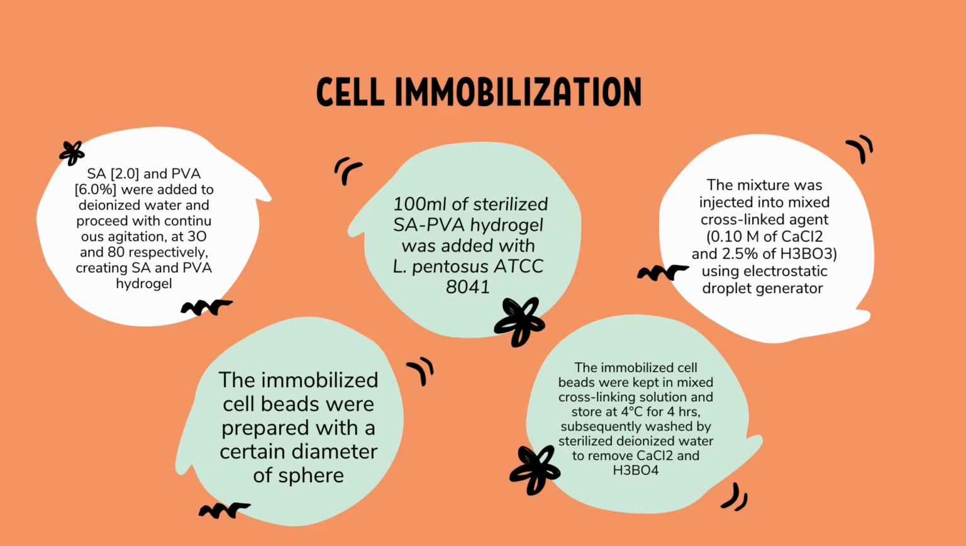Then, 100 ml of sterilized SA-PVA hydrogel was added with a specific amount of L. pentosus strain. The SA-PVA hydrogel with the L. pentosus strain was then injected into a mixed cross-linking agent consisting of 0.1 molar calcium chloride and 2.5% boric acid using an electrostatic droplet generator. Then, the immobilized cell beads were prepared with a certain diameter in spherical shape. The immobilized cell beads were then kept in the mixed cross-linking solution and stored at 4°C for 4 hours. The beads were subsequently washed with sterilized deionized water to remove the calcium chloride and boric acid.